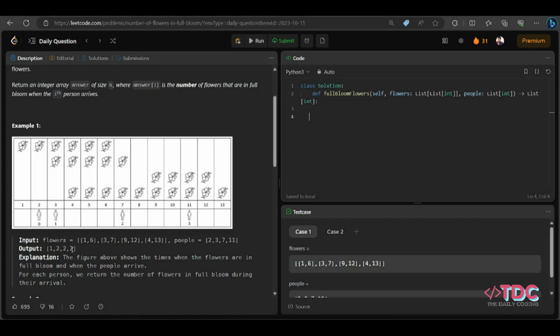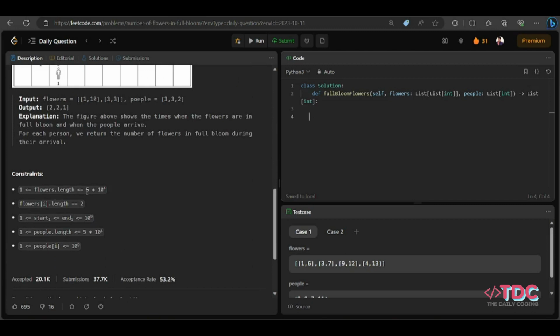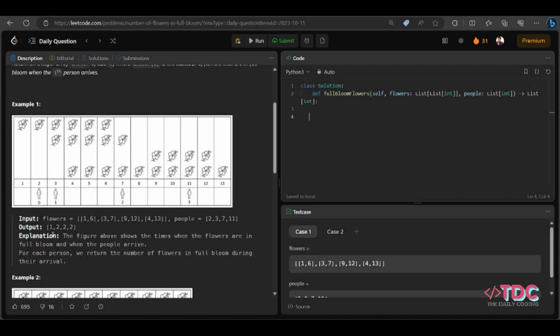But what we can see here is that for every person you have to check every flower, right? So what will your time complexity be? It is the length of the people times the length of the flowers. If you check the constraints, the maximum length of the flowers is 5 times 10 to the power 4, and the maximum length of the people is also 5 times 10 to the power 4. If we multiply both of them, that is 25 times 10 to the power 8, and it will give you a time limit exceeded, TLE. We can do something better than this.